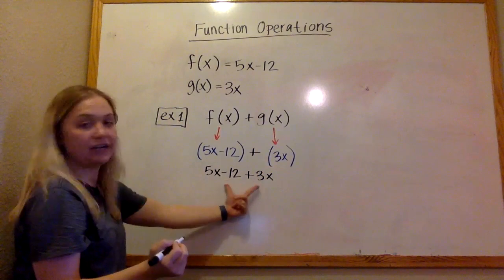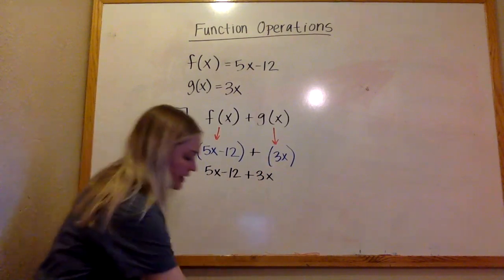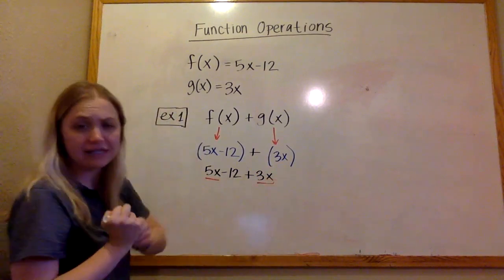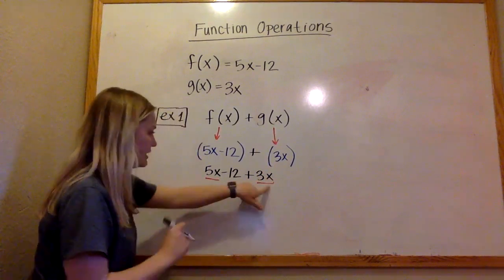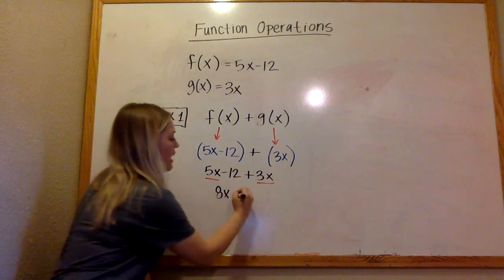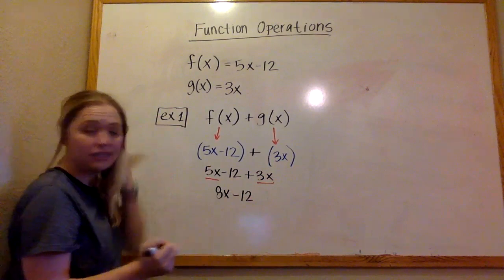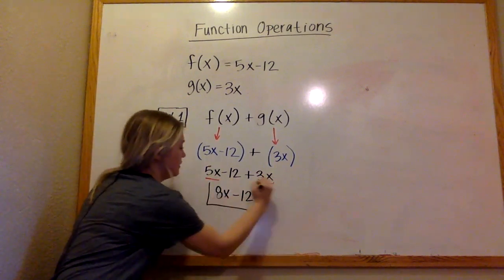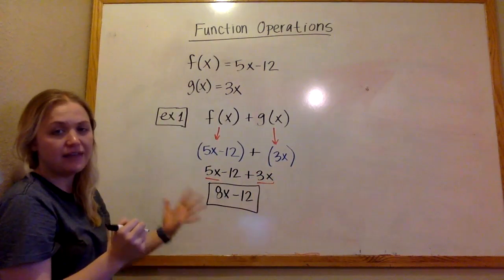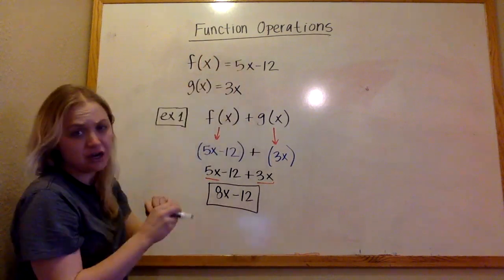Now, this phrase right here is not a simplified expression because I've got a couple things that are alike. 5x and 3x both have x's on them. So 5x plus 3x gives me 8x, and then we still have a minus 12 there. Now there's nothing else that I can do to simplify this. So here's my simplified answer, 8x minus 12. That was example 1. So in order to add them together, I just add what the two things are together.